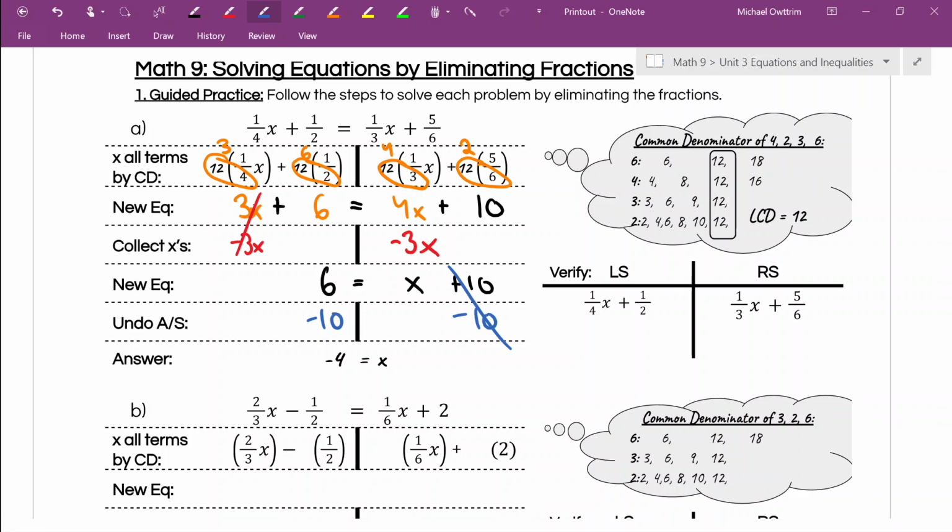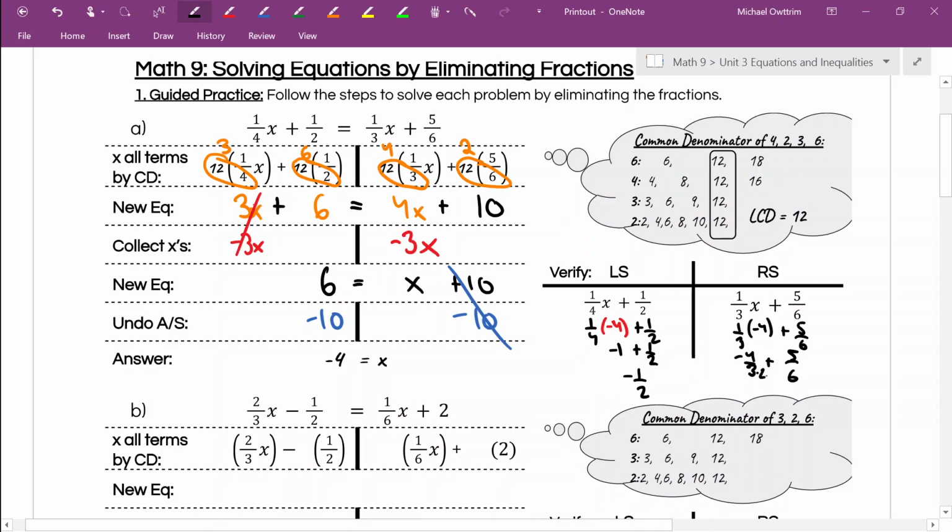To verify this, just like always, we're going to substitute in our solution. So we'll replace our x with the number -4, and we'll do our calculation. 1/4 times -4 would be -1, and -1 plus 1/2 is -1/2. On the other side, 1/3 times -4 plus 5/6 would be -4/3 plus our 5/6. -4/3 is -8/6 plus our 5/6 gives us -3/6, which is -1/2.